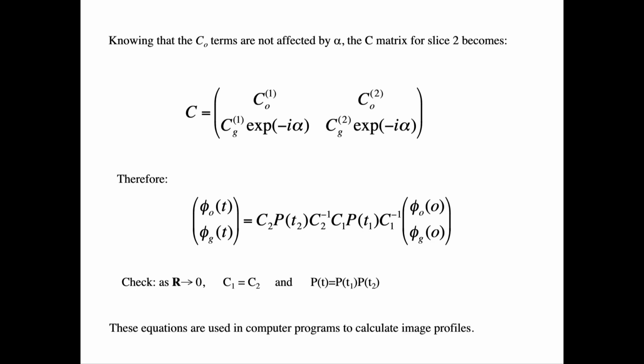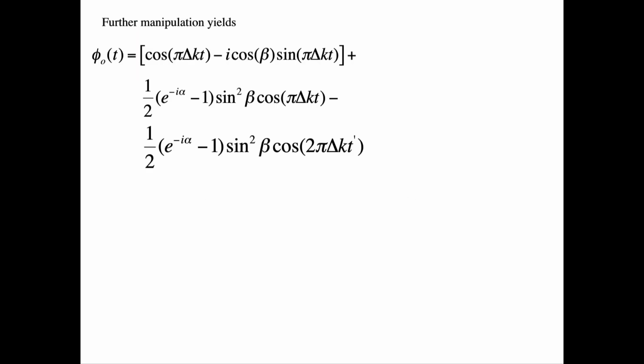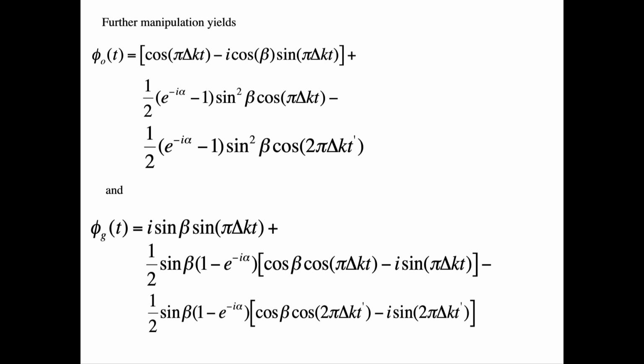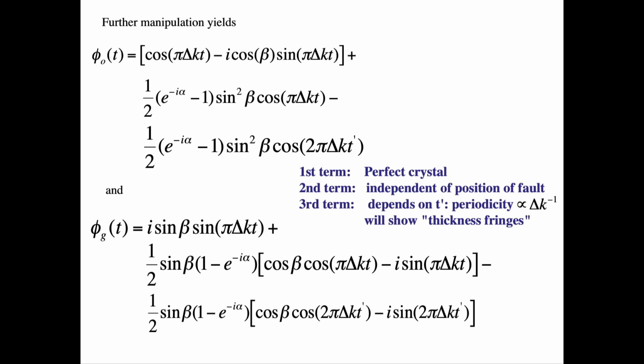See if you recall these. So they're using these computer programs to calculate the image profiles. We can manipulate these in these ways mathematically. The first term is the perfect crystal. The second term is independent of the position of the fault. And the third is dependent on t prime, which is where it will show the thickness fringes.